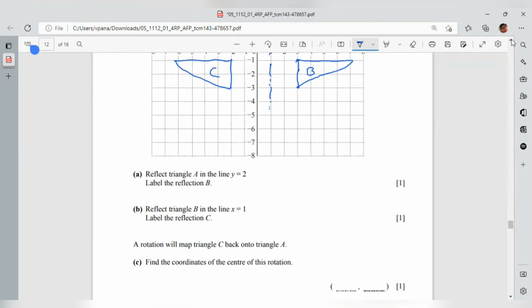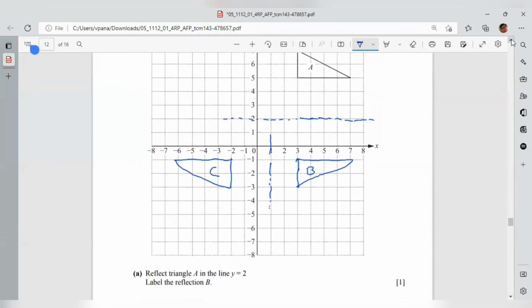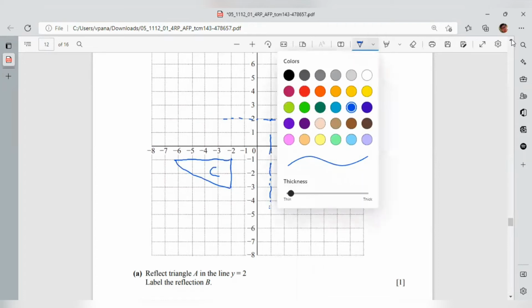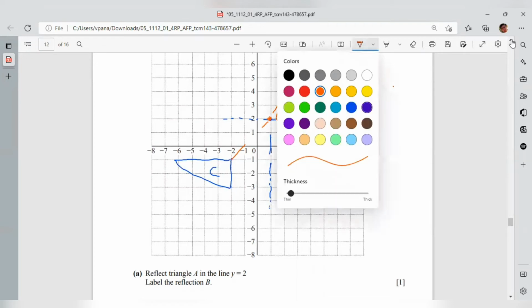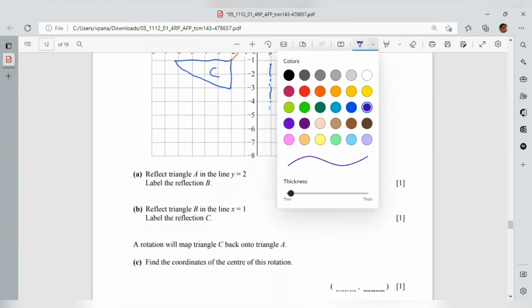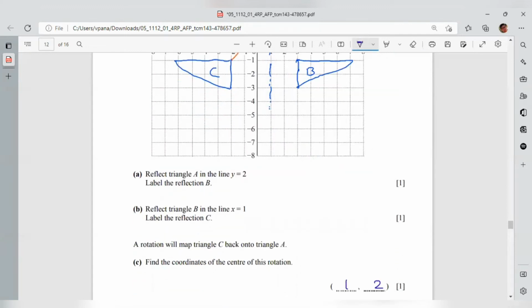To find the center of rotation, children, listen. So the center of rotation is, this is the point which is going to be going back over here. So the center of rotation is found when we join these 2 points. Let me show with some other color. Okay, so if I join, this point is going to be your center of rotation, and the coordinates of the center of rotation are 1, 2. So this is how our answer for part C is going to be 1, 2. Got it? So when it is rotated back, the center of the rotation is 1, 2.